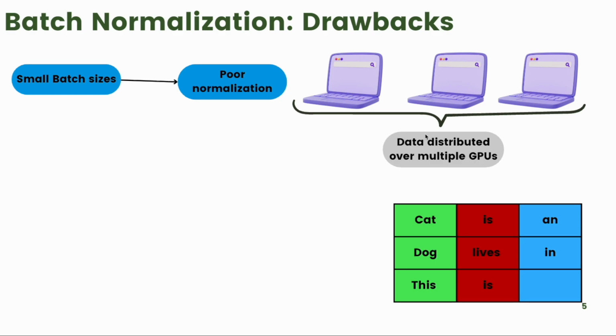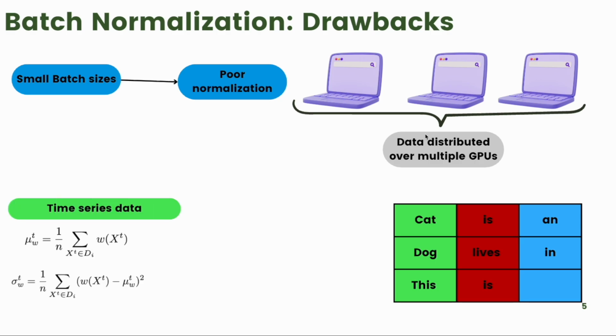The second drawback is more related to large language models and natural language processing, and this has to do with time series data. If your input changes with time, so you have a different distribution for each time step, you need to compute a different mean and variance for each time step. This is what I'm denoting here with the subscript t. So for t equal to 0, you'll compute a different mean and variance. For t equal to 1, you might compute a different mean and variance, and so on.